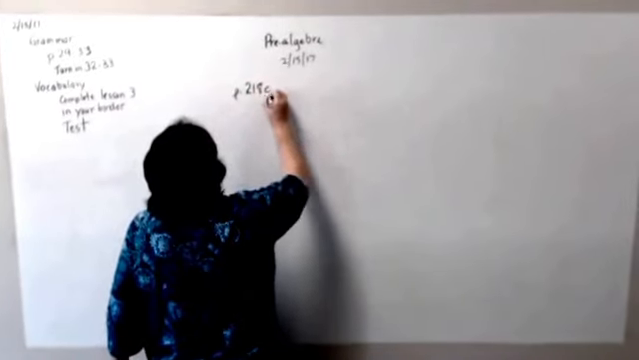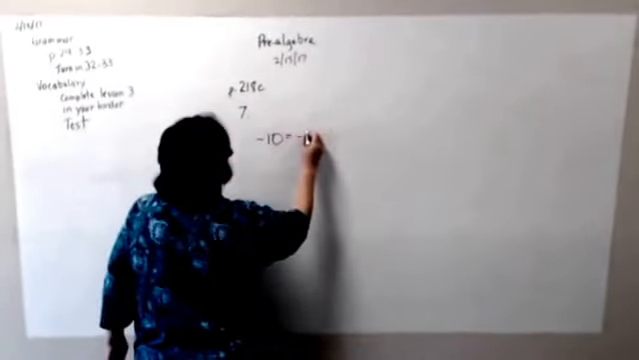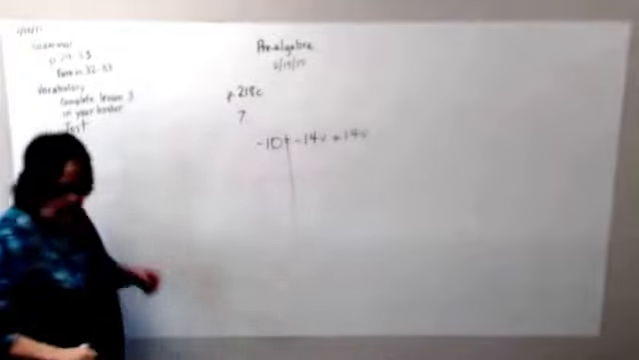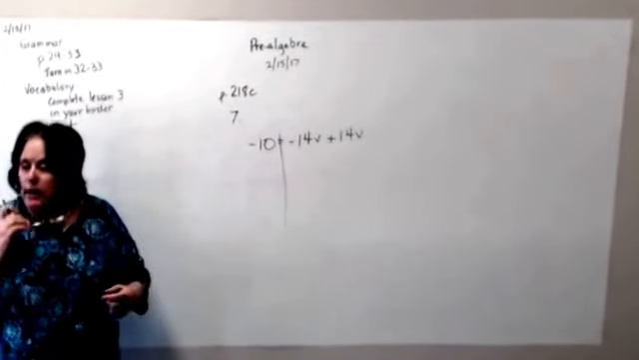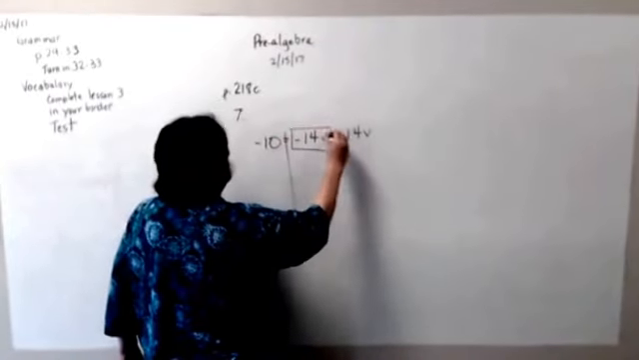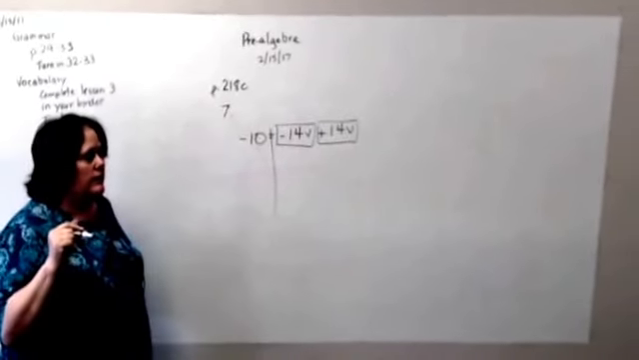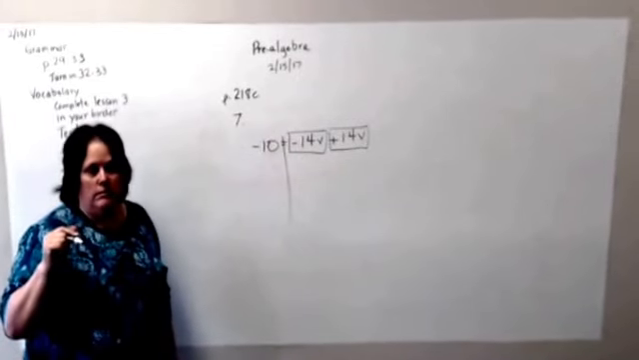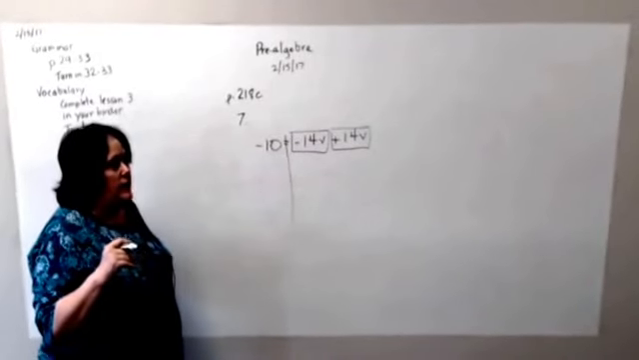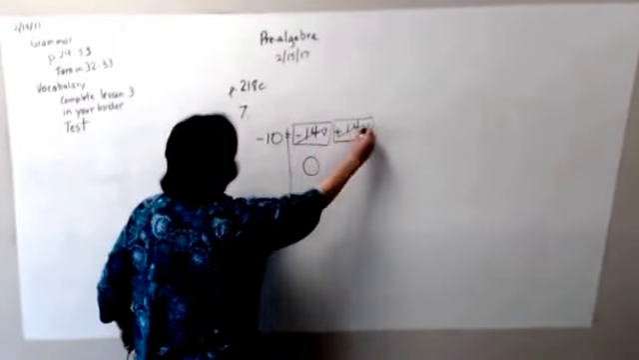218C, number 7. It says negative 10 equals negative 14b plus 14b. Everybody see where I am? I've got 2 boxes here. What do I get when I put those 2 boxes together, Ronnie? No. 0. If you have negative 14b's and positive 14b's, you don't have any b's left over, do you? No b's. 0. That equals 0.